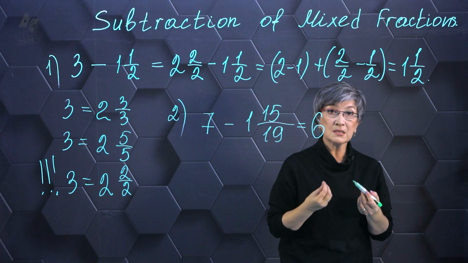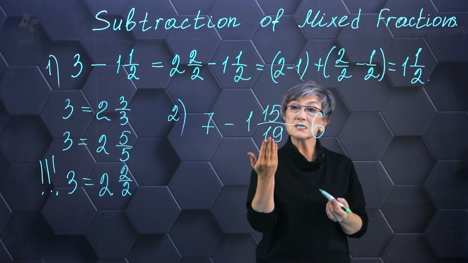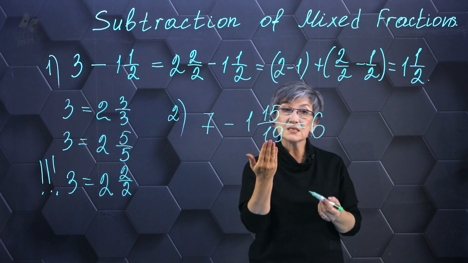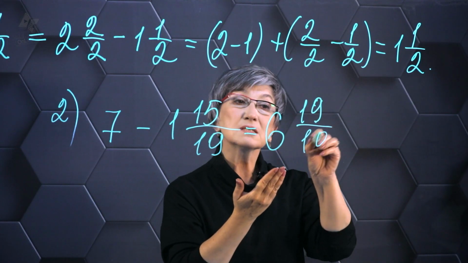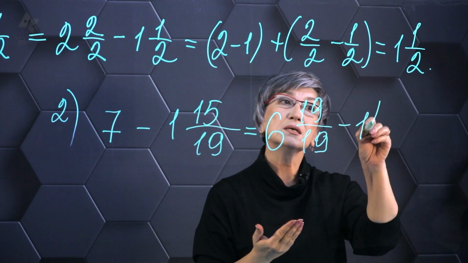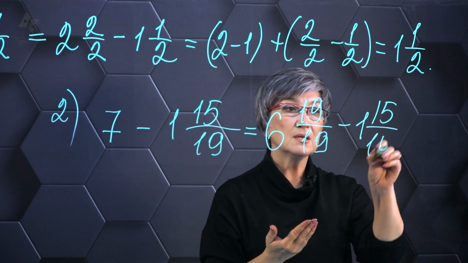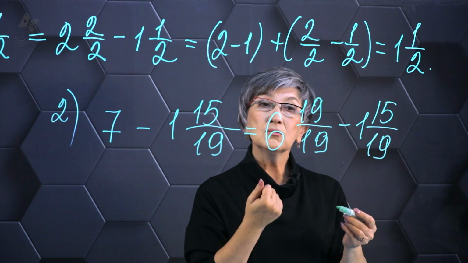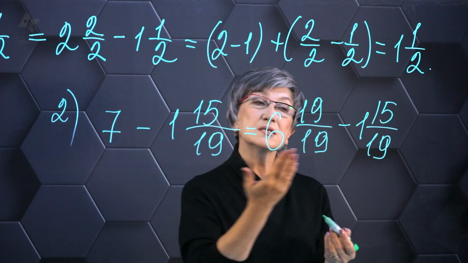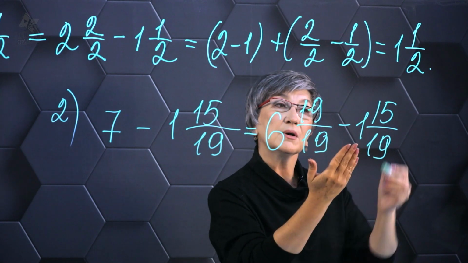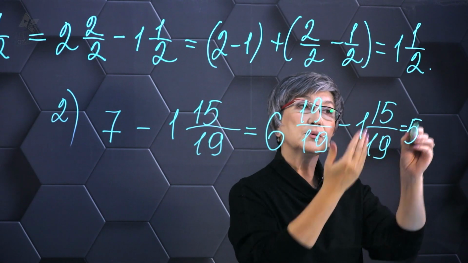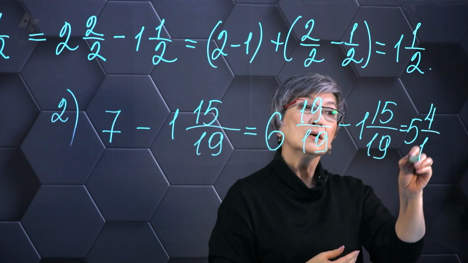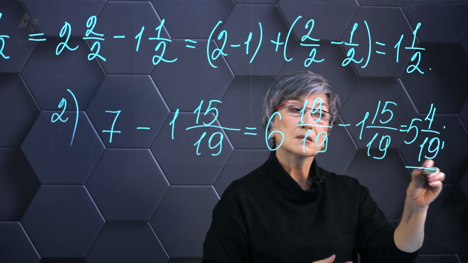Well, now it's not hard to guess what denominator we need. We have a denominator of 19. So I write 19/19 and minus 1 whole. I get 15/19. Well, now it's very easy to subtract these mixed numbers. From 6 I subtract 1, which is 5, and from 19/19 I subtract 15/19, that's 4/19. That would be our answer.